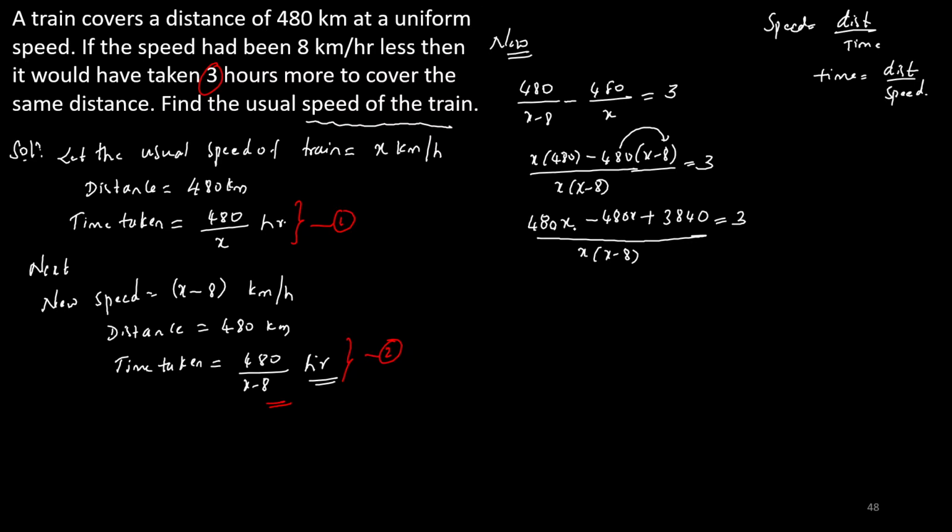Clear? If you observe carefully, these two have different signs, they will get cancelled. Now I can write this as 3840 is equal to 3 into x square minus 8x. Now I can directly cancel the 3. Is it possible? Yes. 3 ones are 3, 3 twos are 6, 3 eights are 24. So I get the equation 1280 is equal to x square minus 8x, so x square minus 8x minus 1280 is equal to 0.